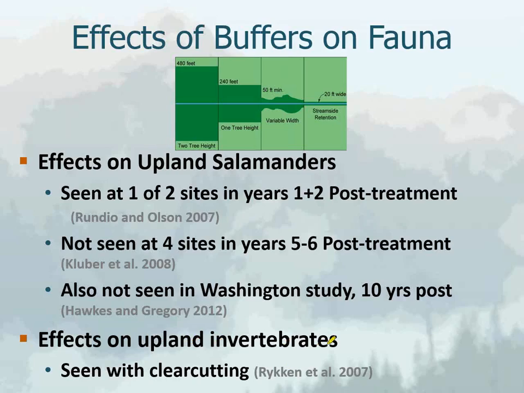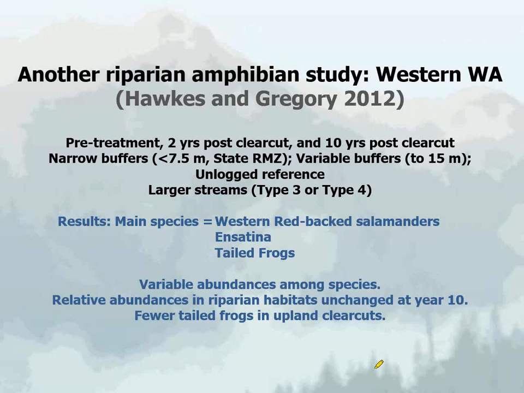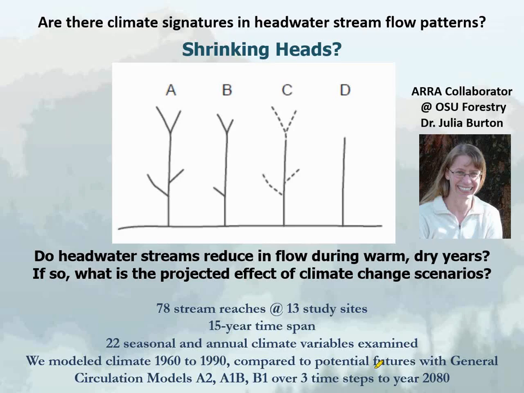There were some effects on upland invertebrates by Reichen et al. The context of that study was a riparian buffer with clear-cutting upslope. And I already said a little bit about Hawks and Gregory, and because I'm running out of time, I'm going to skip the slide, but you can come back and see some details of what they did.